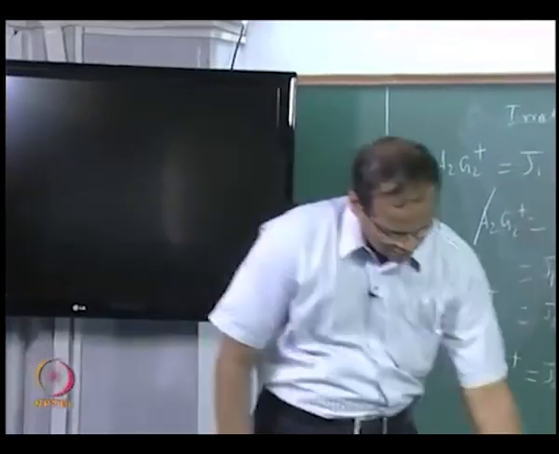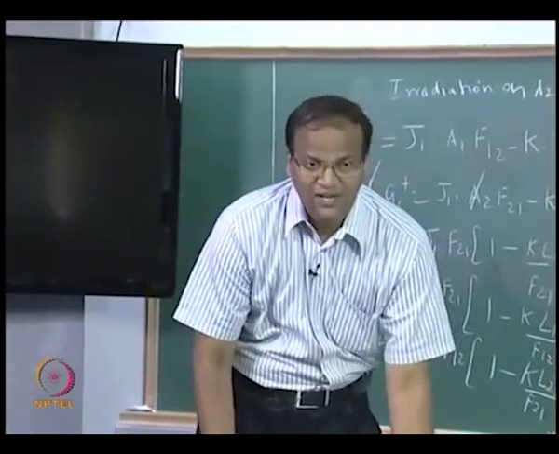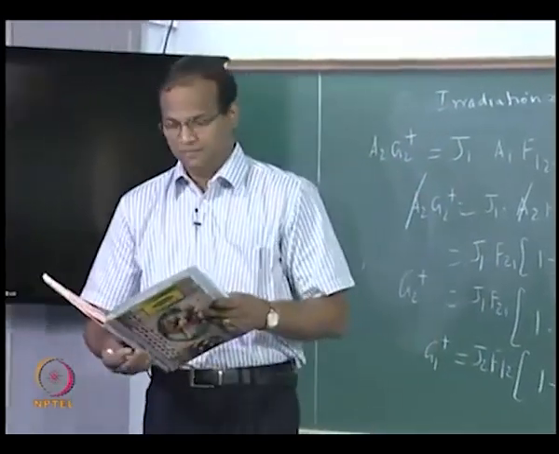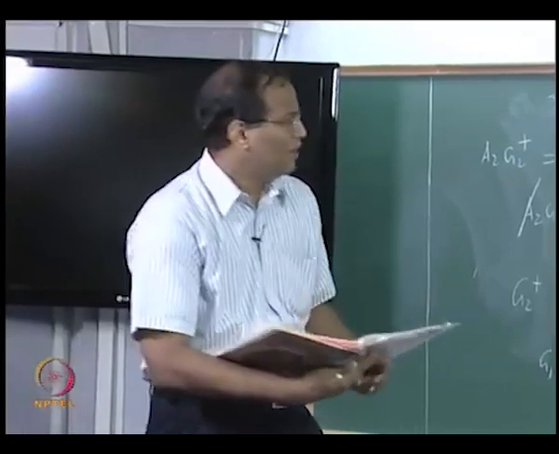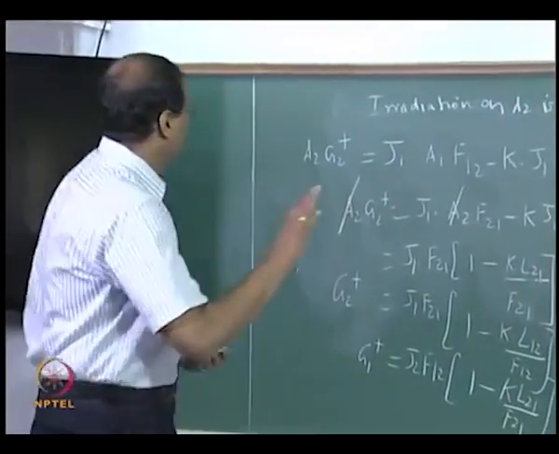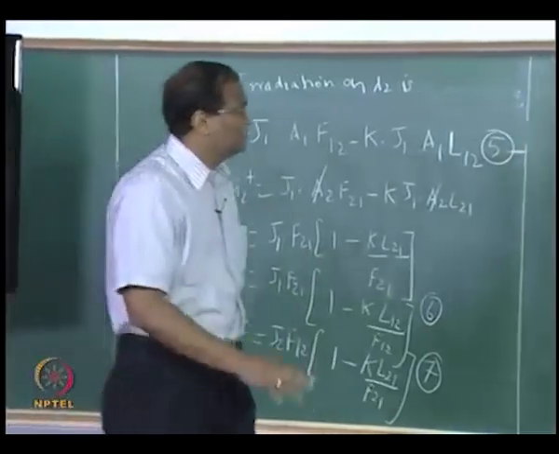Is that okay? Fine. So, what is the mean beam length for an arbitrary area? 3.5 V by A. Alright. So this is basically the theory of evacuated enclosure applied to a problem for an absorbing and emitting gas. Now it can be pretty straightforward.